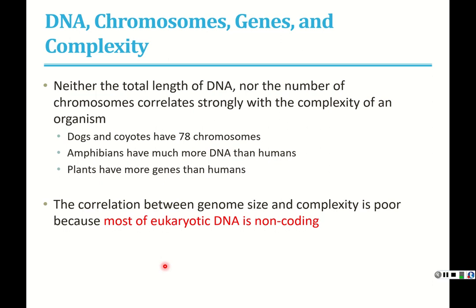So neither the total length of DNA nor the number of chromosomes correlates with the complexity of an organism. For example, dogs have 78 chromosomes. Amphibians have much more DNA than humans do. Plants have more genes than humans. So it's not a very strong correlation there. And that, again, is because in eukaryotic cells, most of the DNA is non-coding.